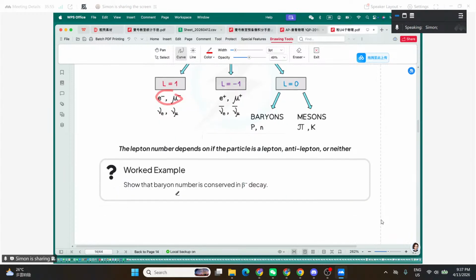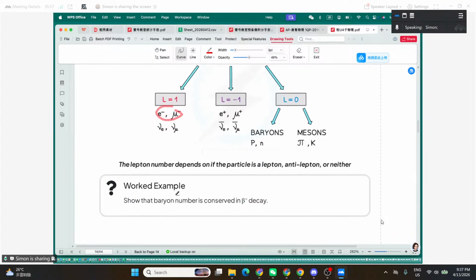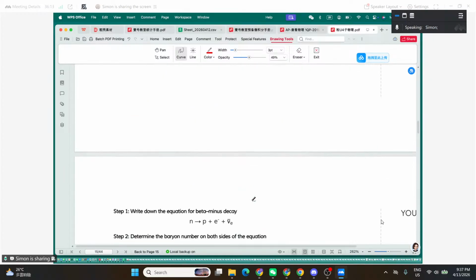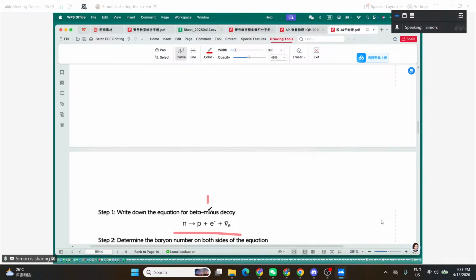Okay, and look at this one. In this worked example, we want to show whether the baryon number is conserved or not in beta decay. The beta is the electron, right? Beta minus. Look at the equation and think about how to verify the conservation of the baryon number or not.